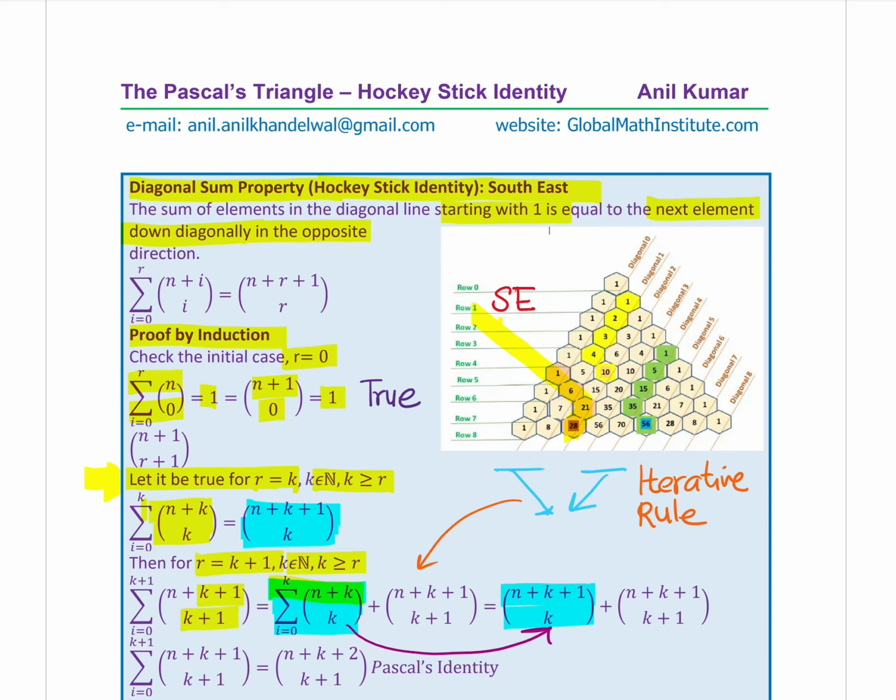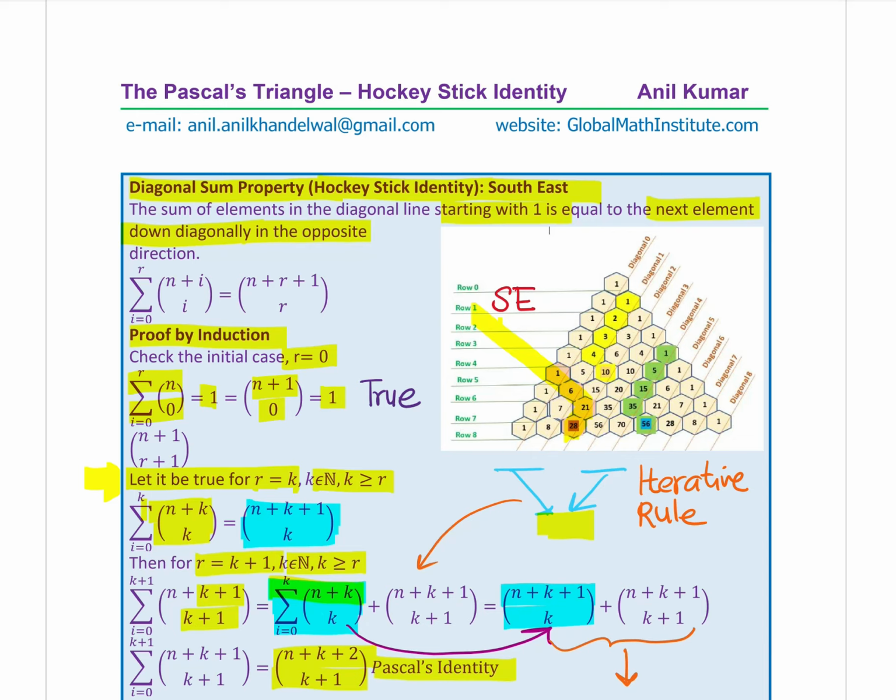Correct? And now again, we applied the Pascal's identity, the same identity. Next row element will be what? Will be this, right? So we get our answer, which is n plus k plus 2 Ck plus 1, correct? So this combination here itself gives you the next element in the Pascal's triangle. And that is how we prove the identity. And this one has been done when we move diagonally southeast.